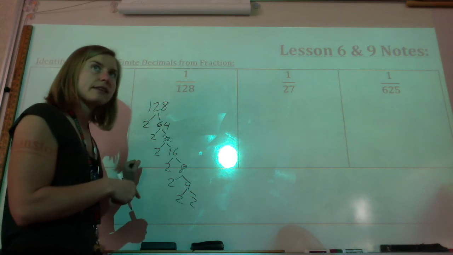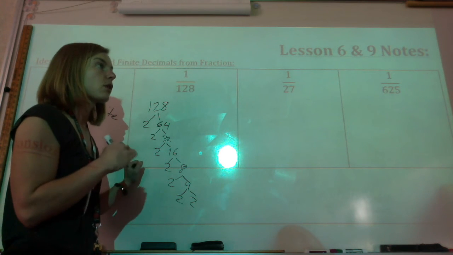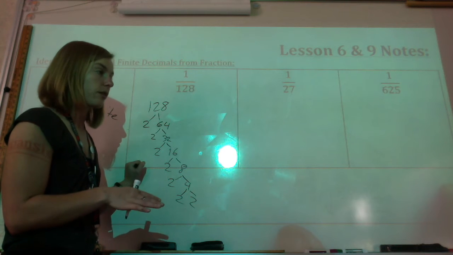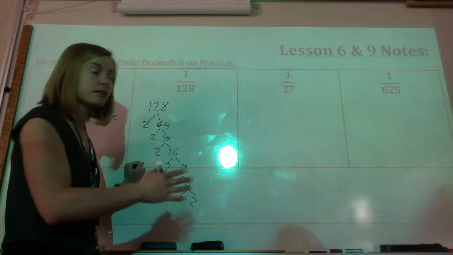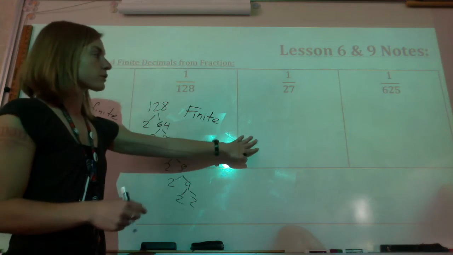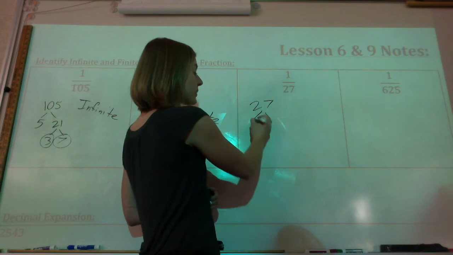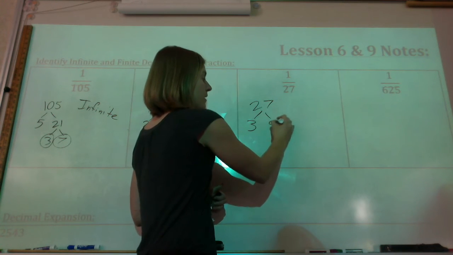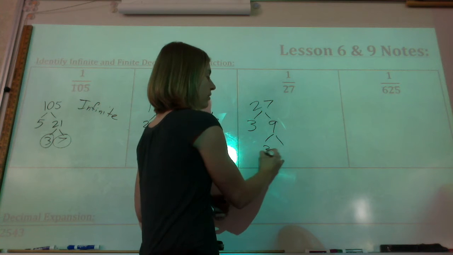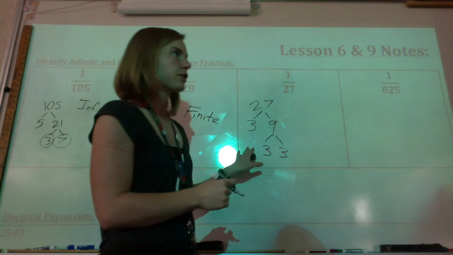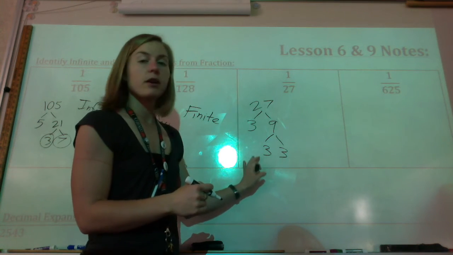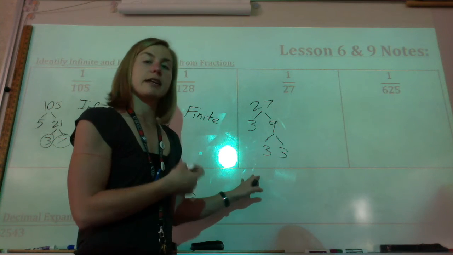And we just saw that anything that has factors of only 2s or 5s, or some sort of combination of both, is going to be finite. So this is going to be finite. What about 27? Well, we can break 27 into 3 and 9, and then 9 can be broken into 3 and 3. So I'm going to let you finish this one up. Look back. If I have factors of 3, is it finite or infinite?